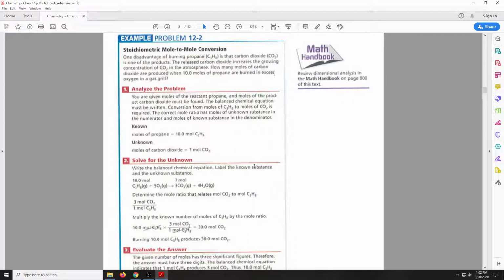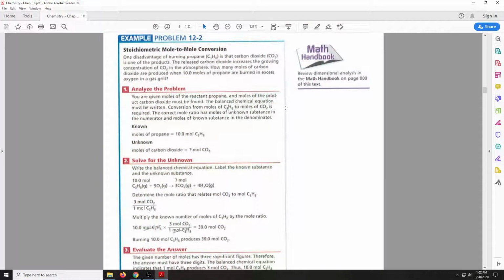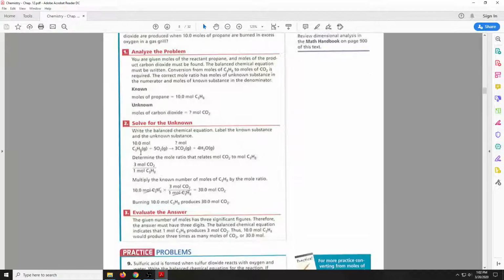So you're given moles of the reactant propane and moles of the product, carbon dioxide, must be found. The balanced chemical equation must be written. Okay? We need the conversion from moles of propane to moles of CO2. We need to make sure we have the correct mole ratio, because remember, if the equation is not balanced, we can't get the mole ratios. So let's go ahead and write that balanced chemical equation. We got C3H8 plus O2 because it's burning, right? Yields CO2 and water.